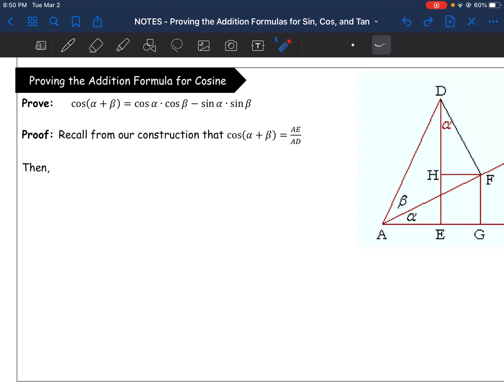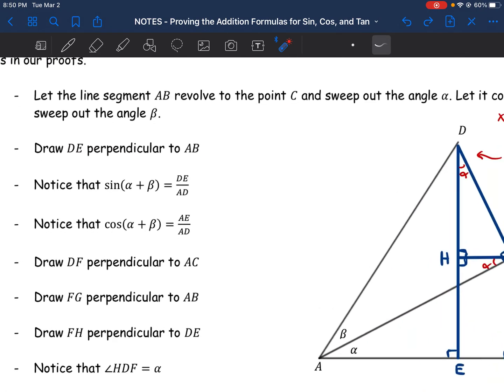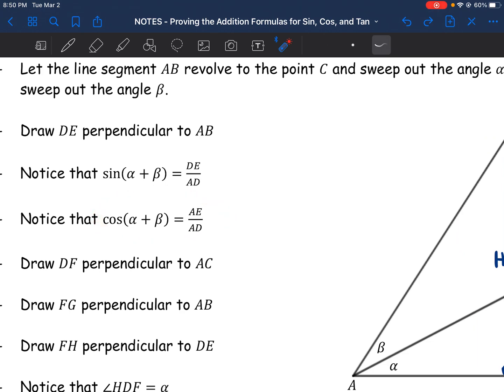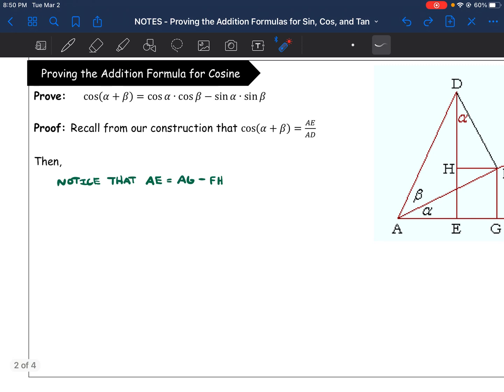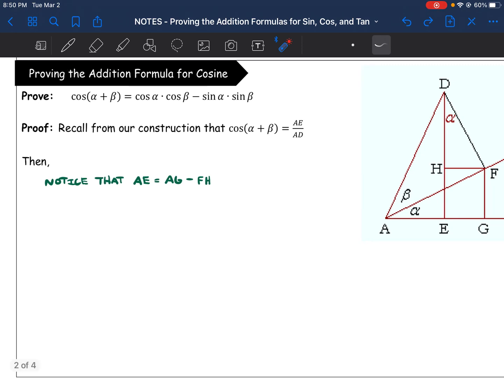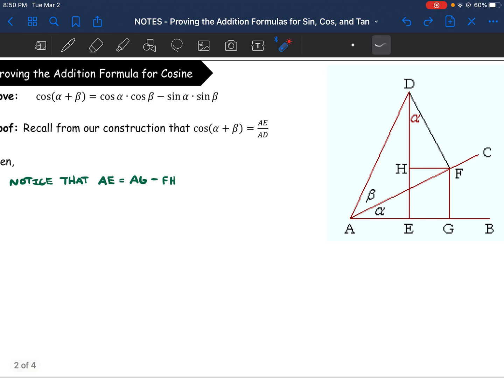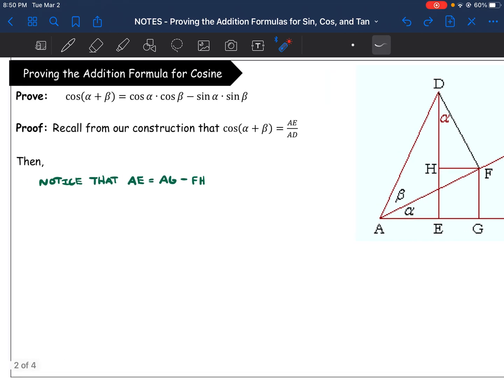So recall from our construction, and again we saw this previously, that the cosine of these two angles added together was AE over AD. Okay? So notice that AE is really just AG minus FH, and let's show that real quick here. Here's AE. Well, if I take AG and subtract FH, then the result would be AE. Okay, so that's pretty easy to see.